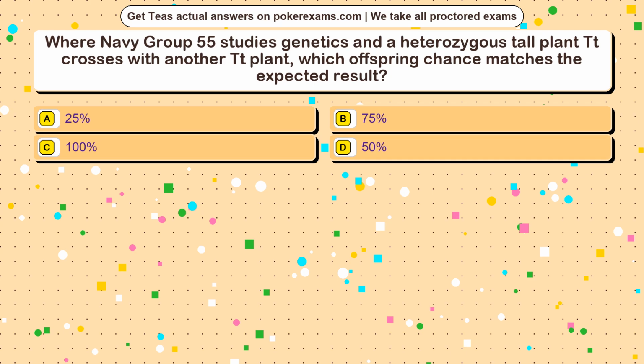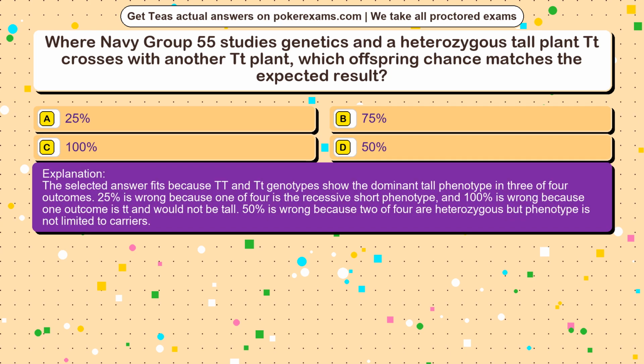The correct answer is option. The selected answer fits because TT and TT genotypes show the dominant tall phenotype in 3 of 4 outcomes. 25% is wrong because 1 of 4 is the recessive short phenotype, and 100% is wrong because 1 outcome is TT and would not be tall. 50% is wrong because 2 of 4 are heterozygous but phenotype is not limited to carriers.